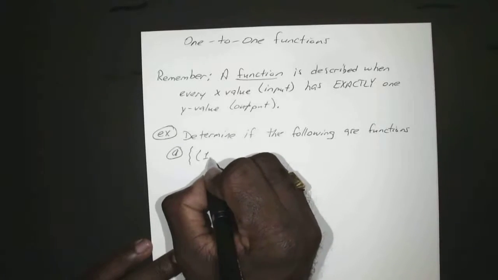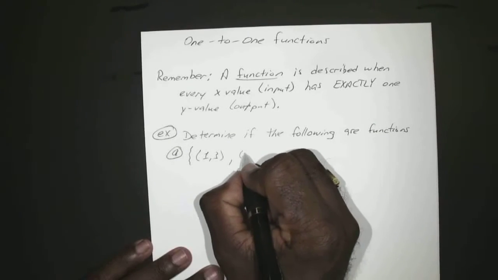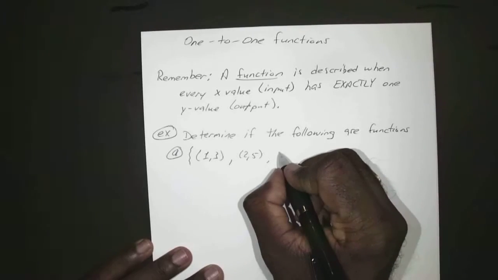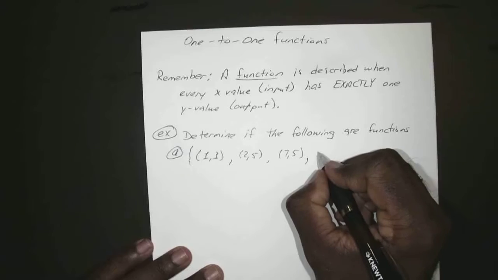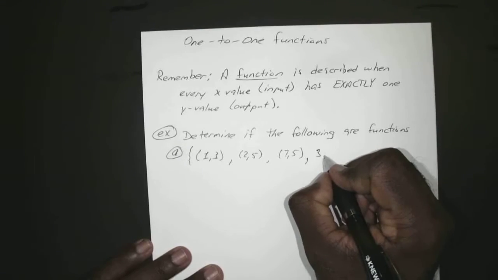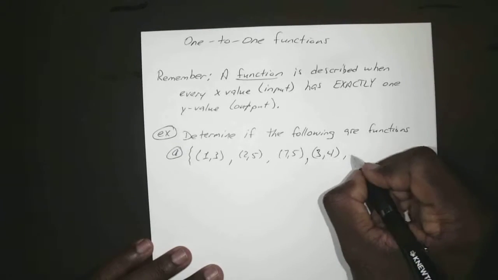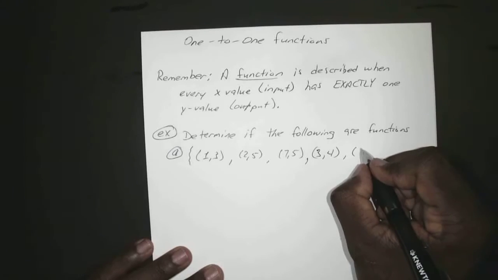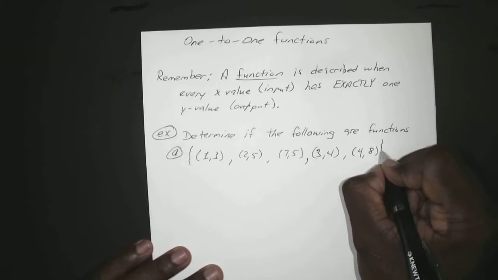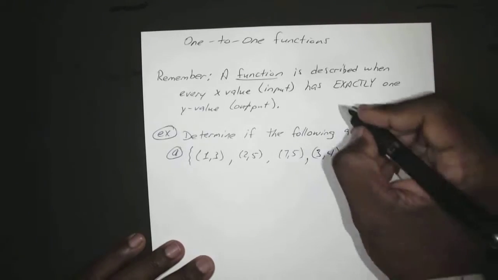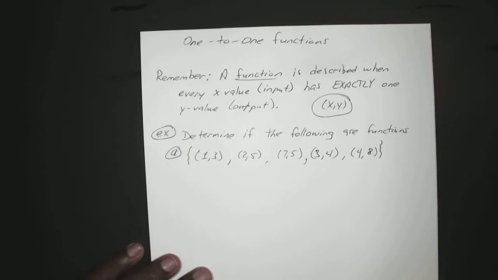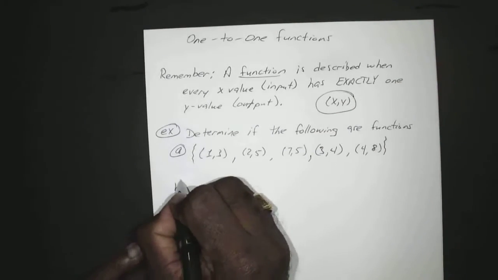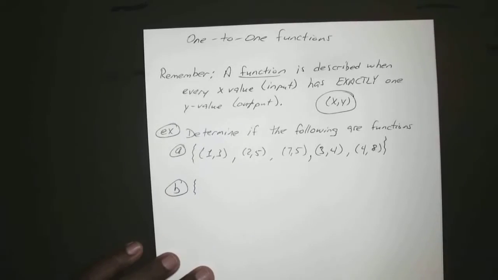So if you have (1, 3), (2, 5), (7, 5), (3, 4), and let's say (4, 8). Okay, so remember, it's always going to be in the form of x comma y. That's your ordered pair.